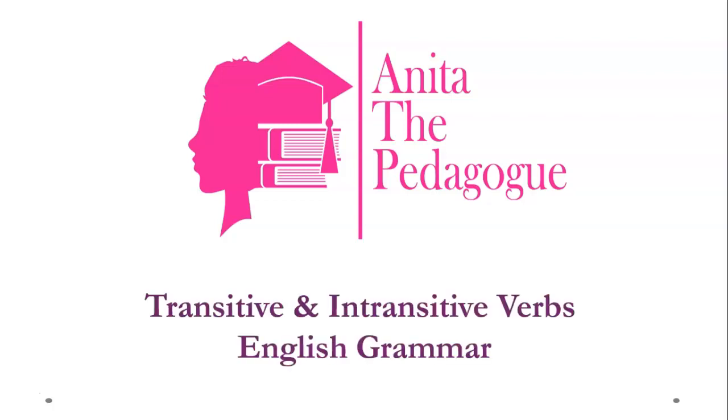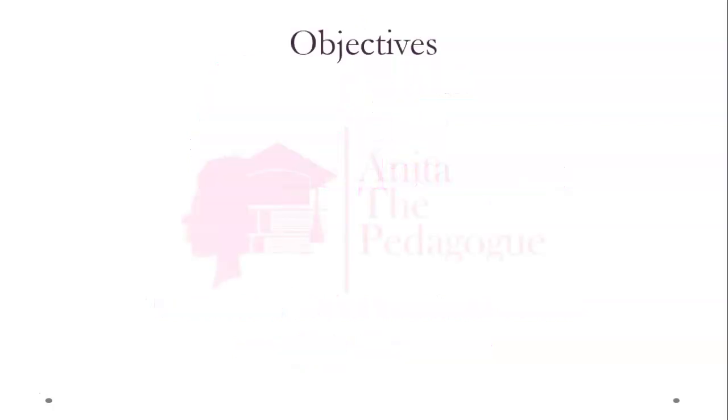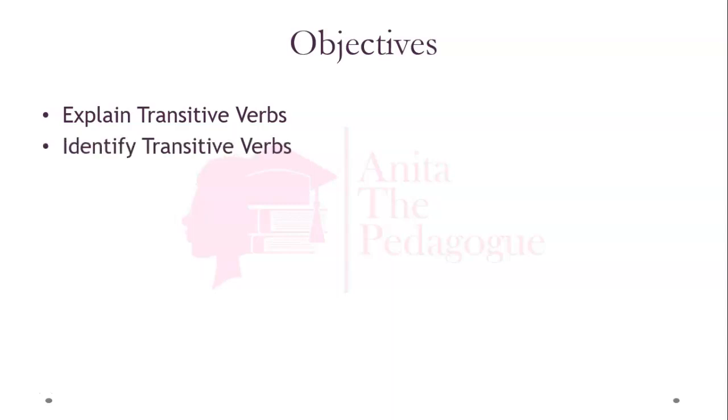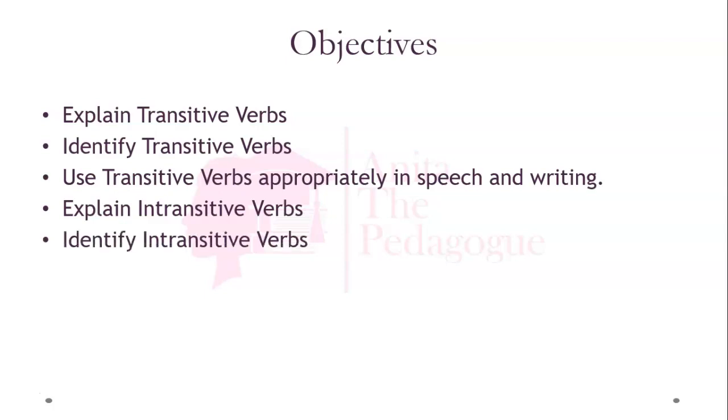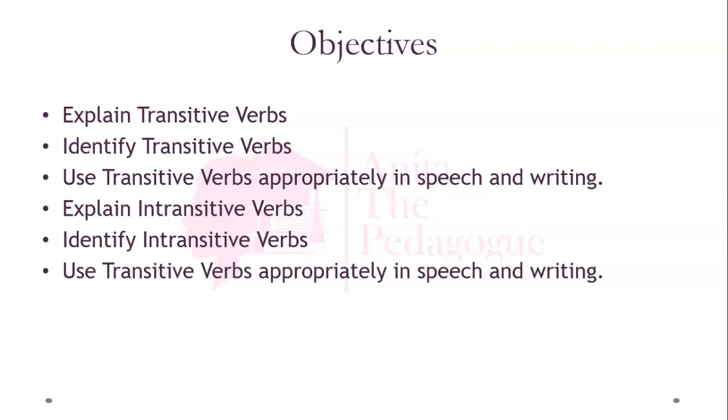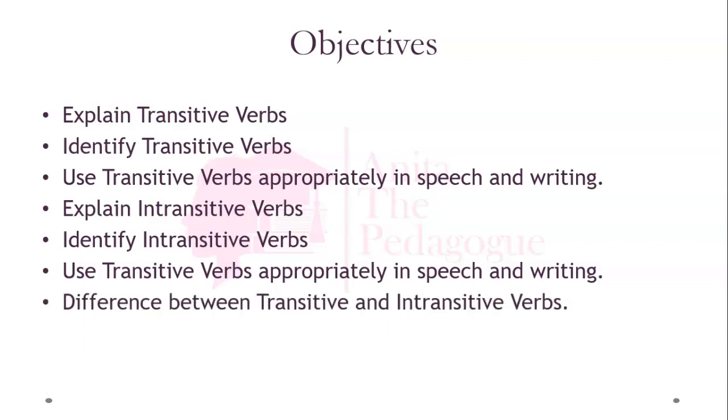Today we want to look at some grammar lessons. We want to look at transitive and intransitive verbs in English grammar. For our objectives, we are going to look at the explanation of transitive verbs, how to identify transitive verbs, how to use transitive verbs appropriately in speech and in writing. Also, we would look at what intransitive verbs mean, the explanation. We'll try and identify intransitive verbs. We'll use transitive verbs appropriately in speech and writing, and look at the difference between transitive and intransitive verbs.